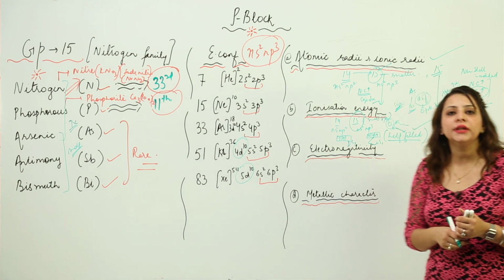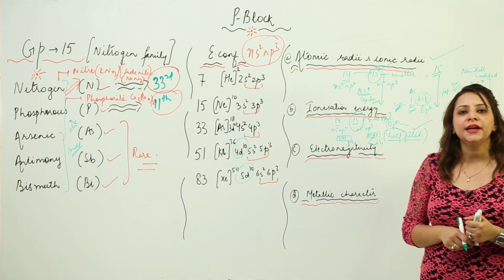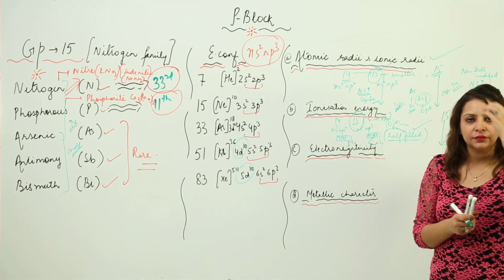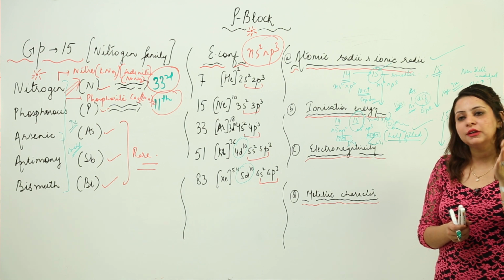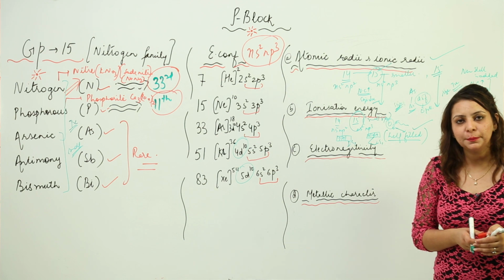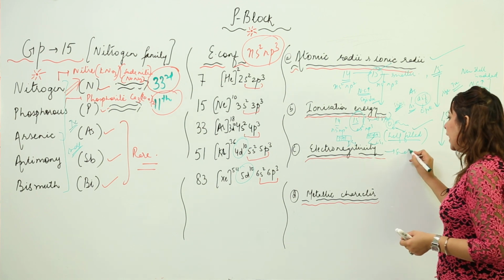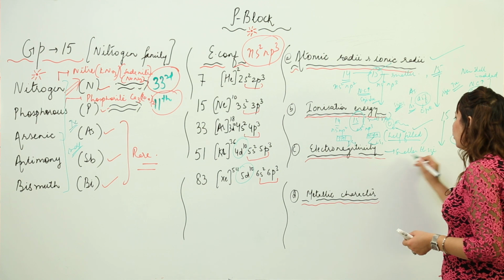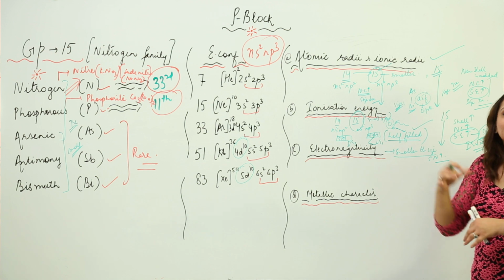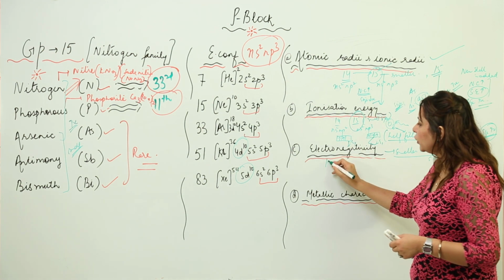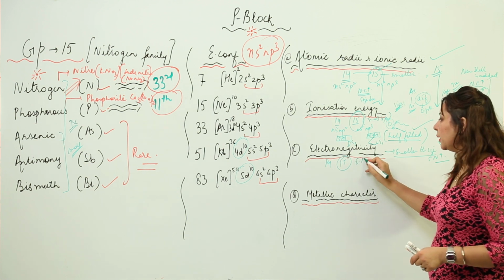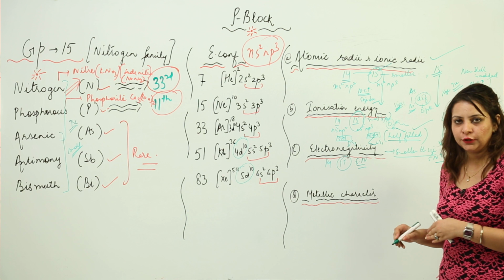Third, we have the electronegativity. As you all know, electronegativity means the tendency to attract the shared pair of electrons more towards itself. If I ask you what are the factors on which electronegativity depends, you know that the smaller the size, the more is the electronegativity, which means more power to attract the shared pair. So if we compare groups 14 and 15, group 15 is smaller in size, so they will be more electronegative than the group 14 members.